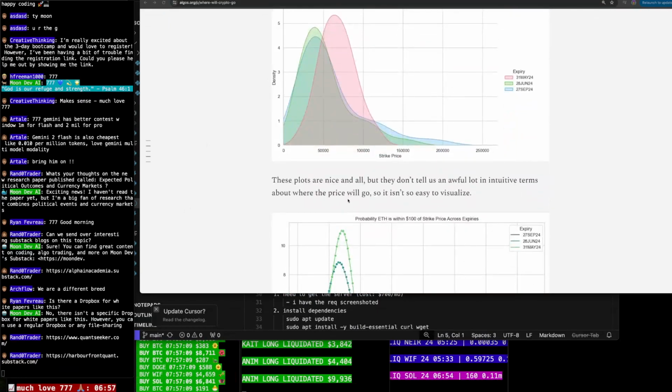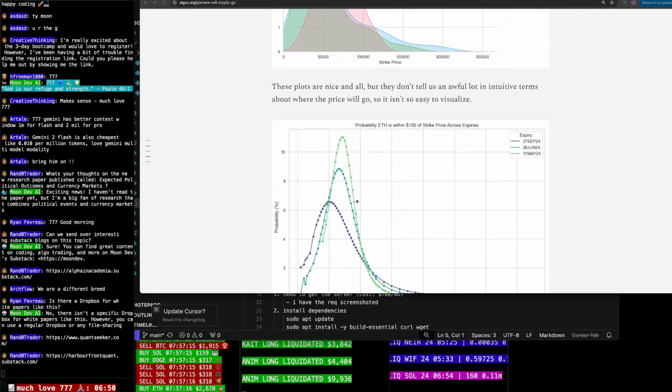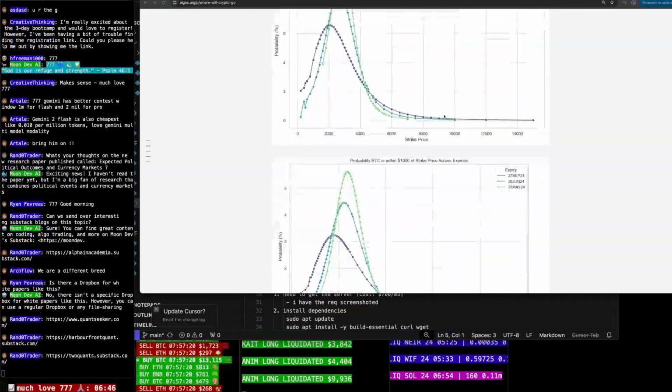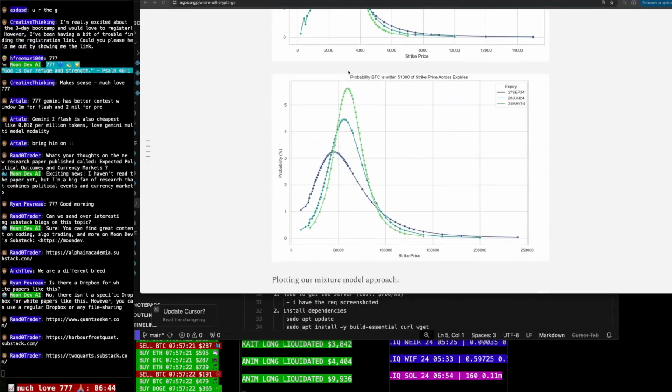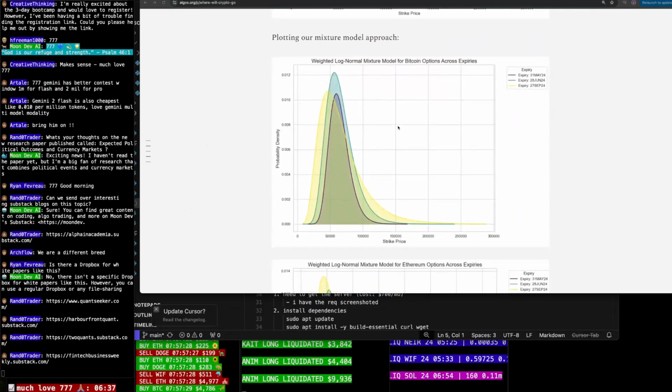These plots are nice and all, but they don't tell us an awful lot in intuitive terms about where the price will go. So it isn't so easy to visualize. Probability BTC is within 1000 of strike price across expiries. Plotting our mixture model approach.